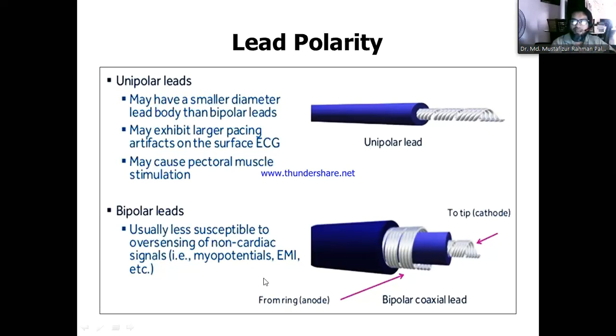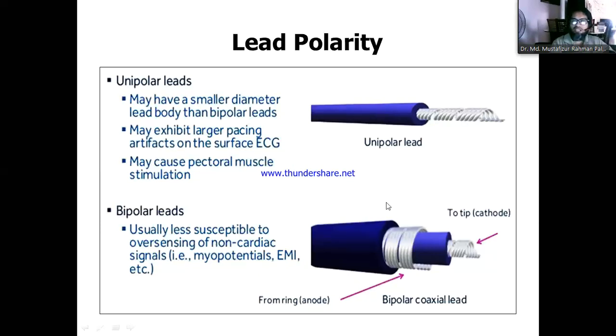In the unipolar system, pectoral muscle stimulation can occur because the body muscle is involved in the system. But in the bipolar leads, the tip is the cathode, and the ring, outside the helix, is the anode. So there is no involvement of the body tissue. So myopotential or EMI, electromagnetic interference, is less in the bipolar leads.